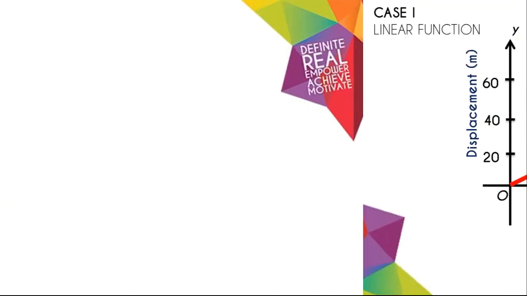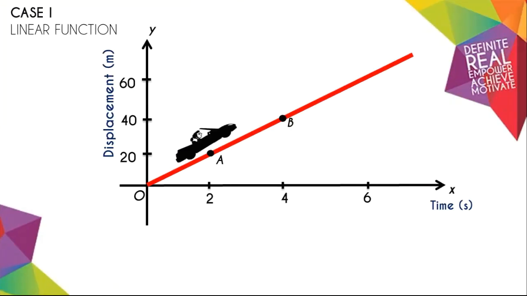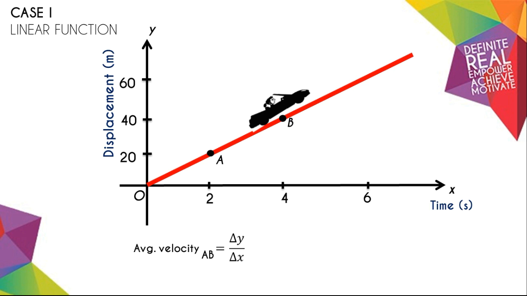This is the first case. Case 1, linear function, and this is the illustration. The x-axis represents the time and the y-axis represents the displacement. Now, the average velocity from A to B will be the change of y over the change of x. So clearly we have delta y, which is the change in y, over delta x, which is the change in x, equals 40 minus 20 over 4 minus 2. So the result equals 10 meters per second.